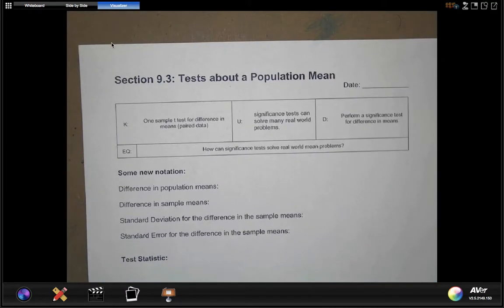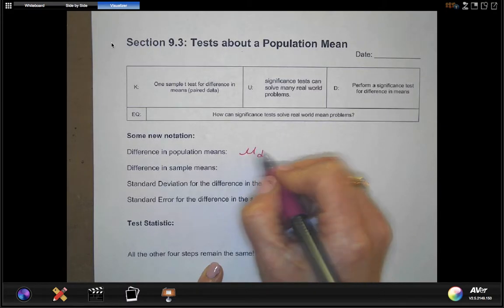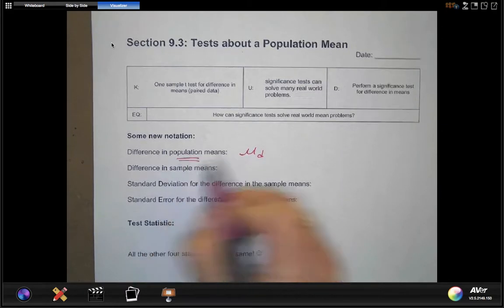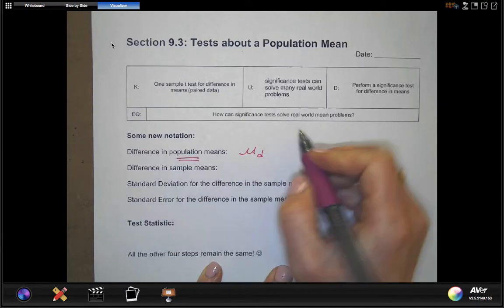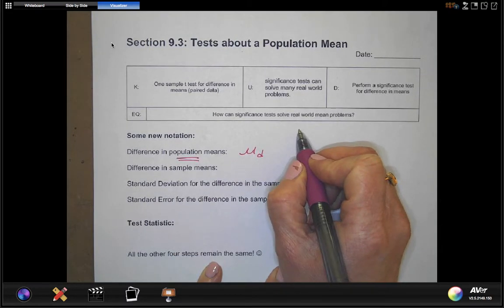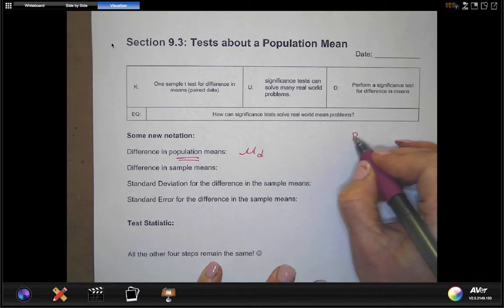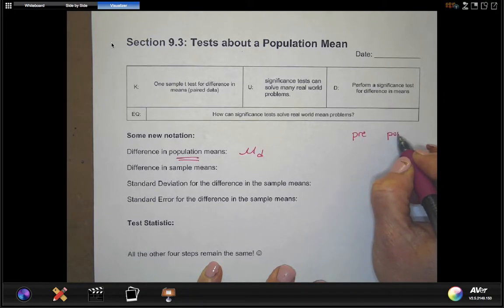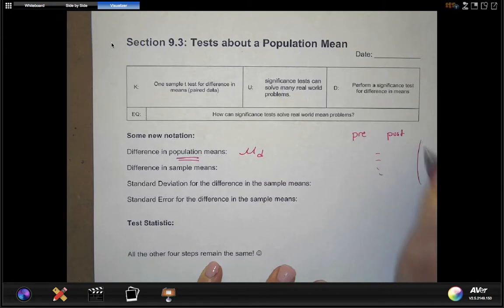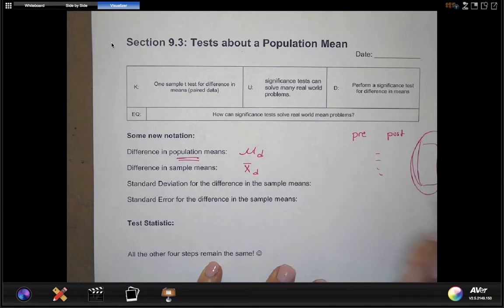So, some new notation. We have the difference in population means. When I say difference in population means, what I really mean, from a matched pair perspective, is the true difference in two values. Like you have a pre-score and a post-score. If I had everybody in the population and I subtracted all those values, the mean of all those differences is mu d. The difference of the sample mean is x bar d.